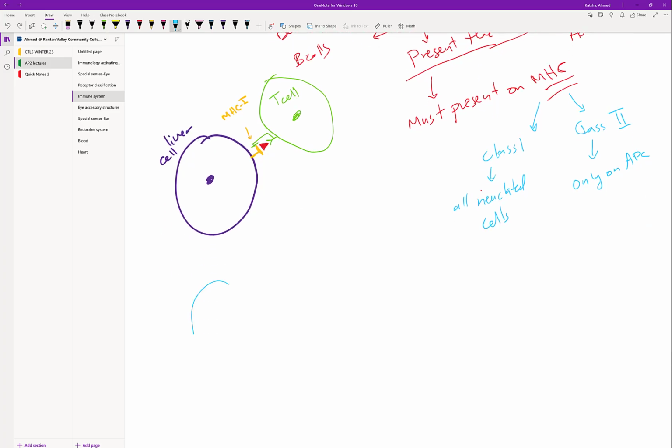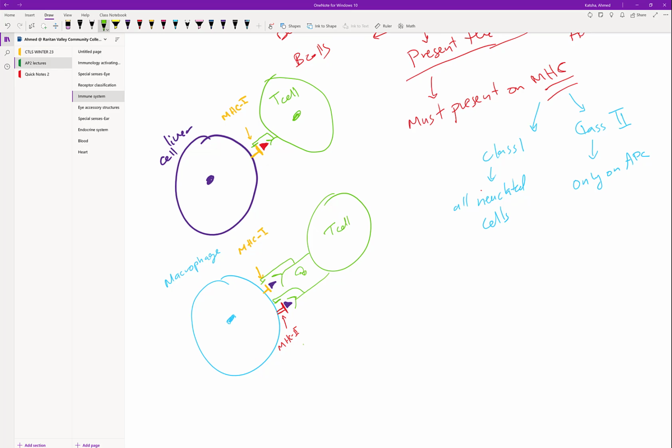But if this was a macrophage, then it has MHC-I and it has MHC-II. This is MHC-I, but also it has MHC-II. Both of them can display antigens. And again, the T cell can come and bind to this and recognize this, or it can bind to this and recognize this. We'll see more details about what's happening here, but that is just to show you the difference between MHC-I and II.